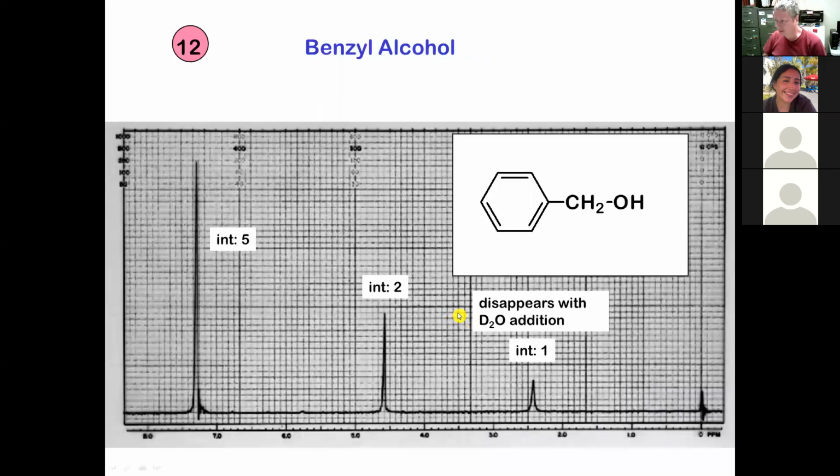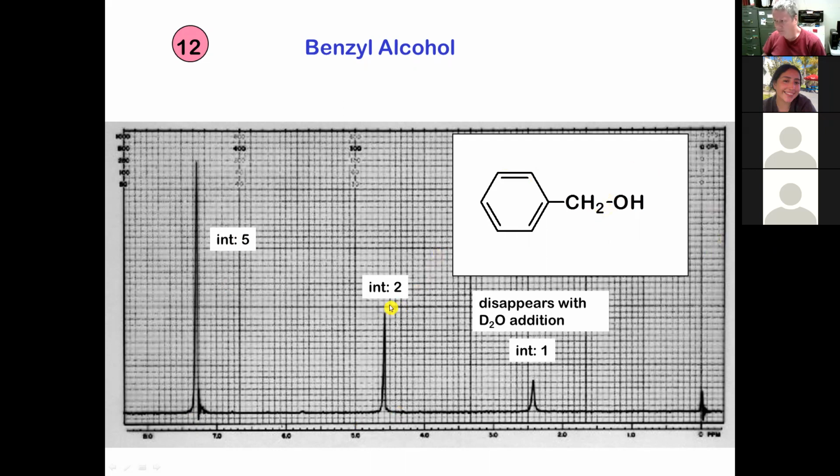Benzyl alcohol, this one's an interesting one. The thing that integrates to 5, around 7 to 8 ppm, what is that? 5 protons, what do you guys think? The benzene, 1, 2, 3, 4, 5. So that's the 5 protons of the benzene. Then we have something that integrates to 2, and it's far downfield. What's that? 2 protons, and it's a singlet.